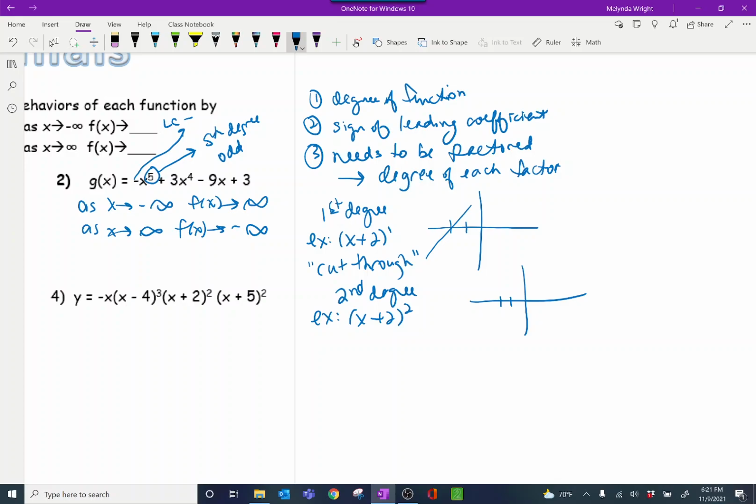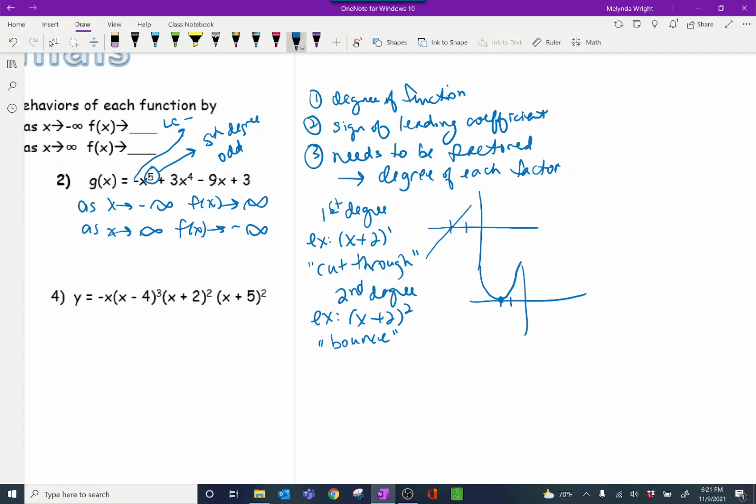And so this would be an example. Okay, it's going to bounce off of that spot, the negative 2 spot. It could bounce off, it just depends on which way you're coming from, whether you're coming from above or below, but it's going to bounce. And so it would bounce right off of that spot. Okay?